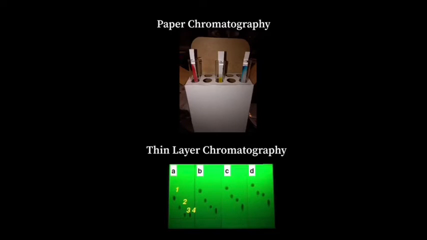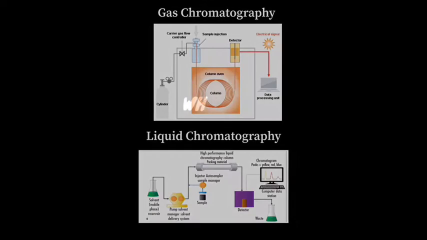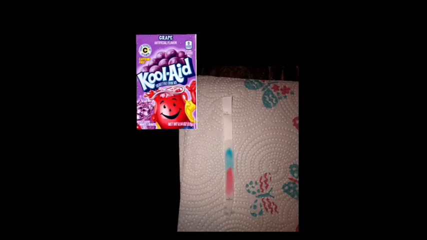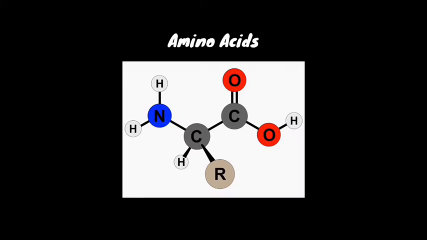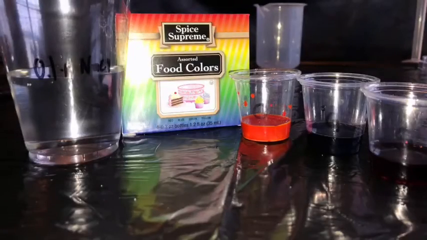There are four main techniques that are used for chromatography: paper chromatography, thin layer chromatography, gas chromatography, and liquid chromatography. So what is paper chromatography? Paper chromatography is an analytical technique used to separate colored chemicals and substances. It has become a standard practice in the chemistry world to help chemists separate complex mixtures such as amino acids, carbohydrates, steroids, and so much more.